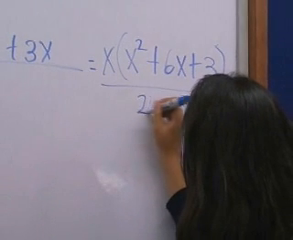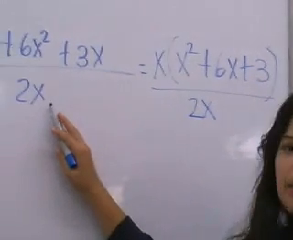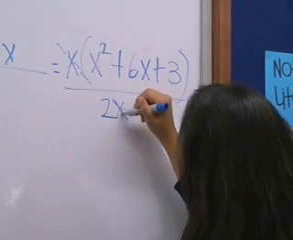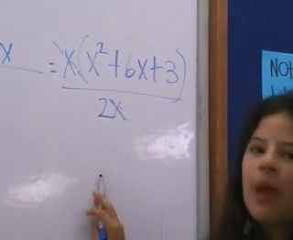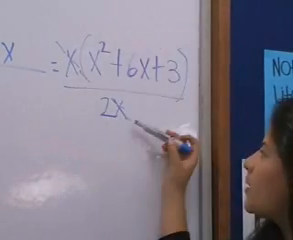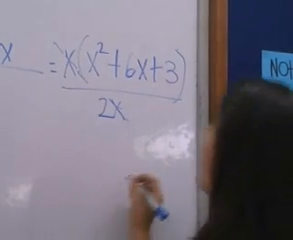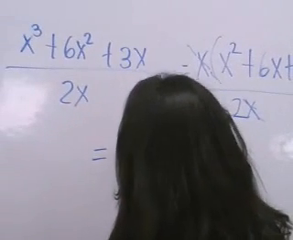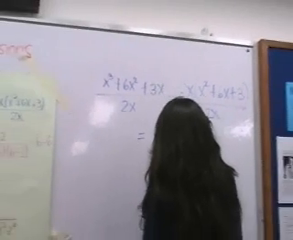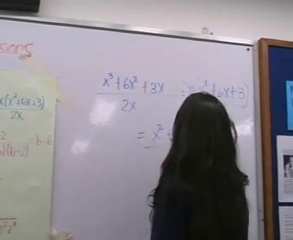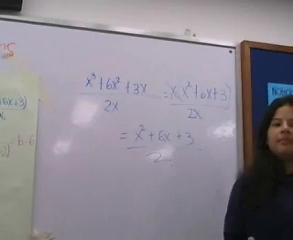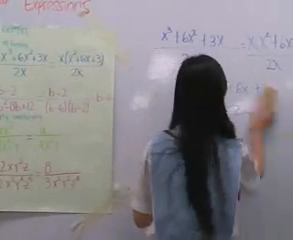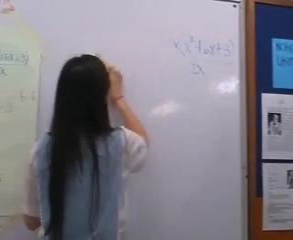And in the bottom you have 2x and you can simplify this. So then you cross the x and the x because both of them are multiplying and one is in the top and one is in the bottom, so you can cross them. And your final answer will be x squared plus 6x plus 3 over 2. Now Cami is going to give you an example by simplifying the numbers and the powers.